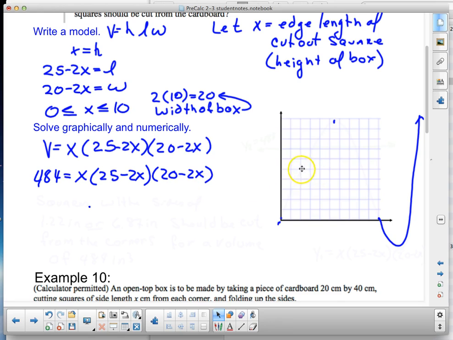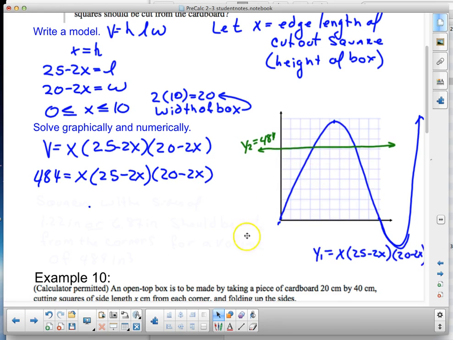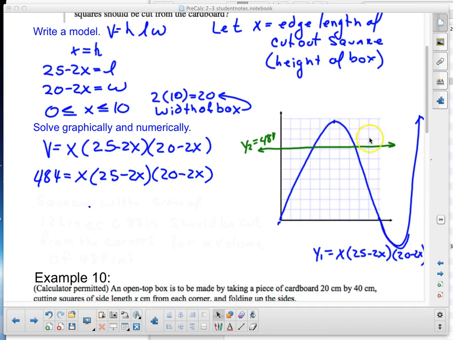When I graph it, it's going to look something like this in my calculator, and this is going to come all the way around, but I'm only concerned up to 10. This is when that value is 0, since 2 times 10 is 20. These points here are where it's exactly 484. This part above 484 is where the volume is greater than 484. Measurements below here are when the volume of the box is less than 484. So this is where the volume is more than 484, and this is where it's less than it.